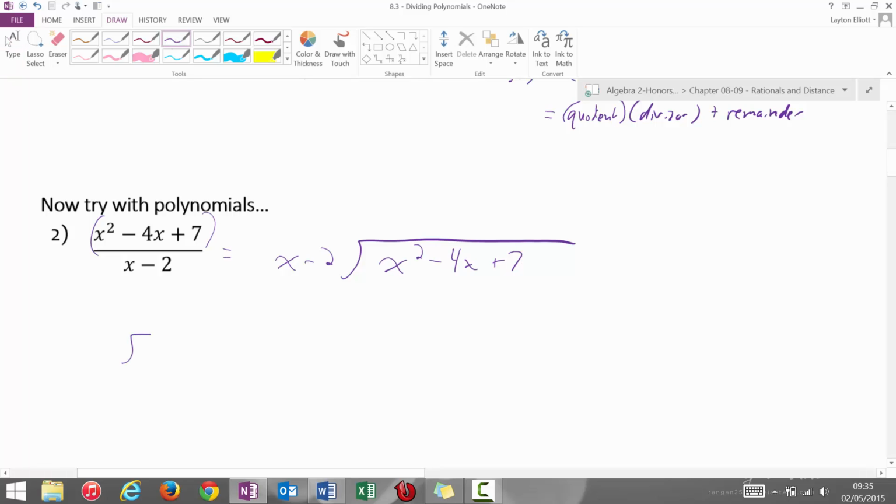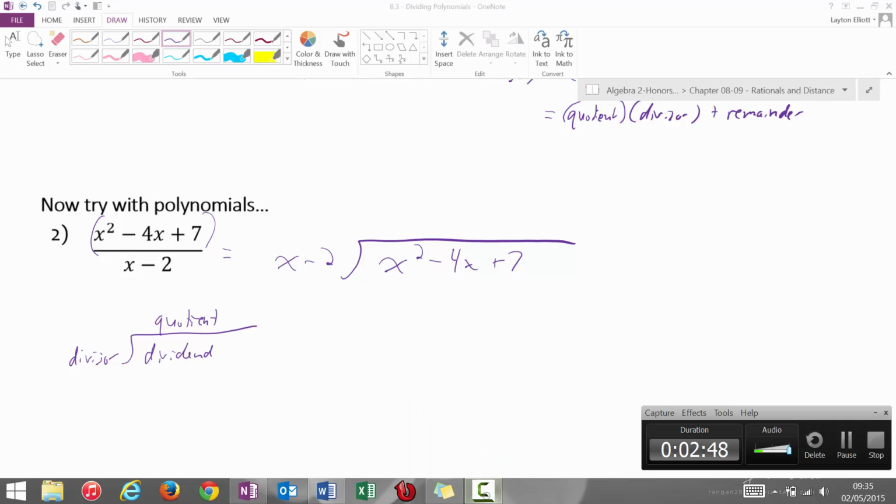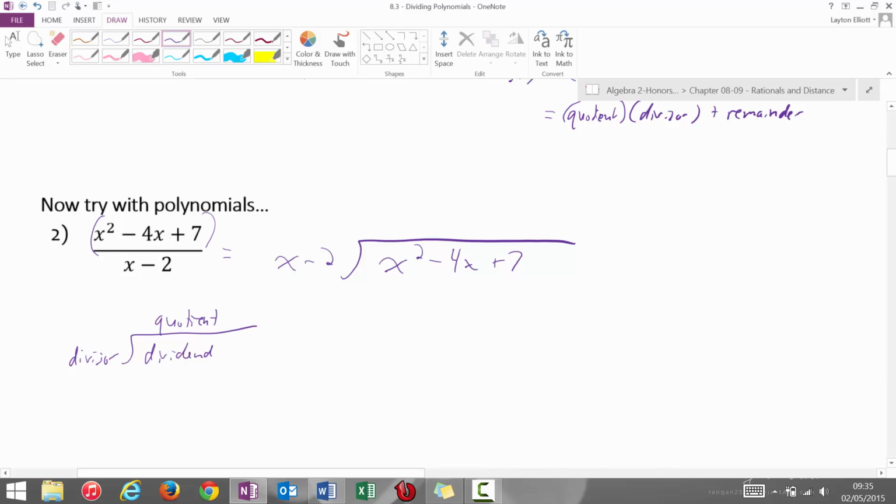This is useful to know, these terms too. This is dividend divided by divisor is equal to quotient. So I actually think this is a little bit easier than the long division you might have done a long time ago. And here's why.